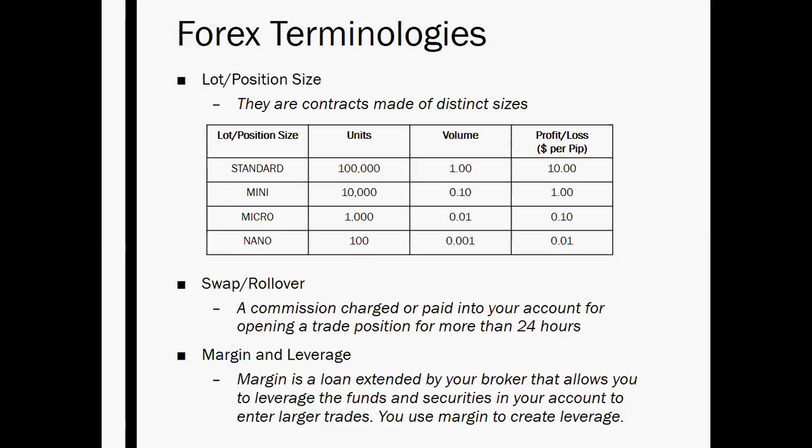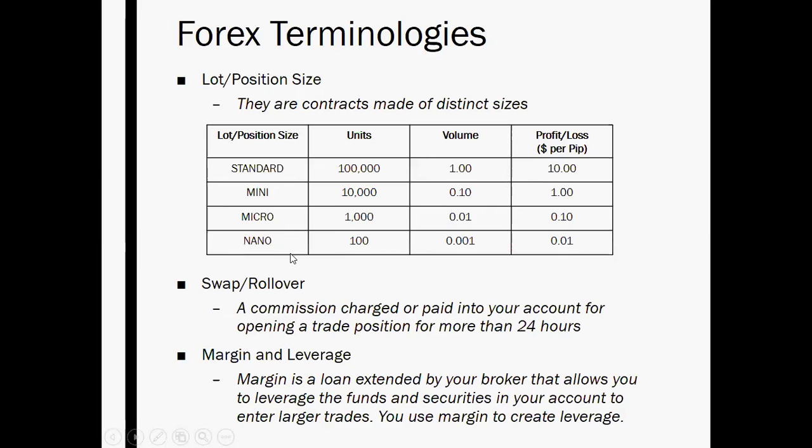For a micro lot, the unit is 1,000 units and the volume is 0.01, and the profit or loss is 10 cents per pip. So for that same 80 pips on a particular trade, if you use a standard lot, you are making $800. If you use a mini lot, you're making $80. And if you use a micro lot, you're making $8. So you can see the difference.